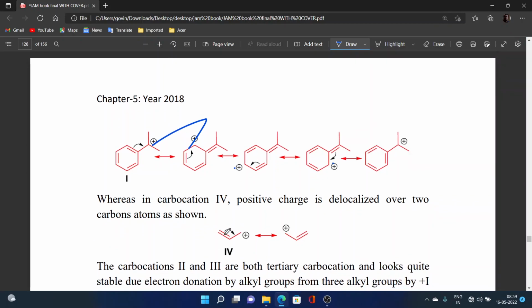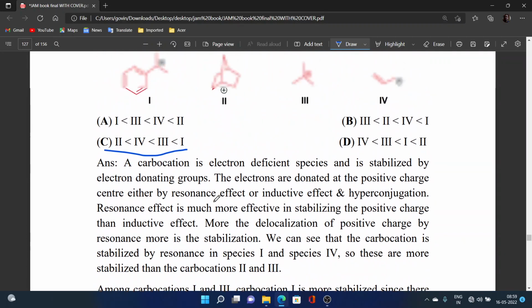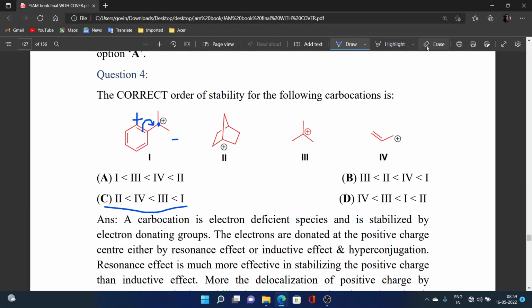Whereas if you look at this one, here it is being stabilized again by resonance, you are having positive charge here and here. So it is having like 0.5 positive charge. So both of them are very stable. So in molecule 1 and molecule 4, the stabilization is because of resonance, and resonance stabilization is much stronger than your inductive effect. So very clearly 1 and 4 will be more stable than 2 and 3, because in 1 and 4 the stabilization you are getting is because of resonance.